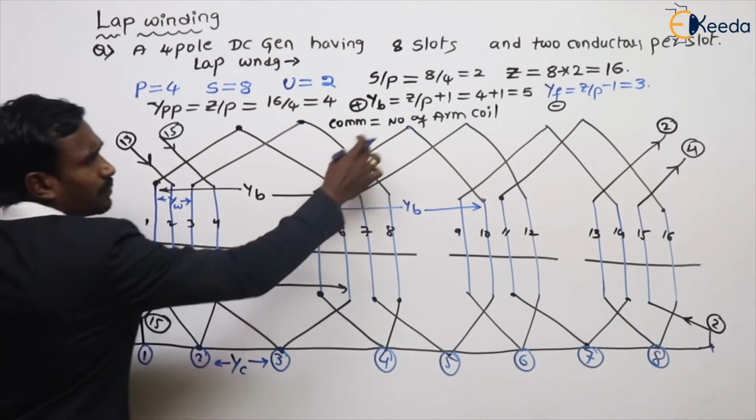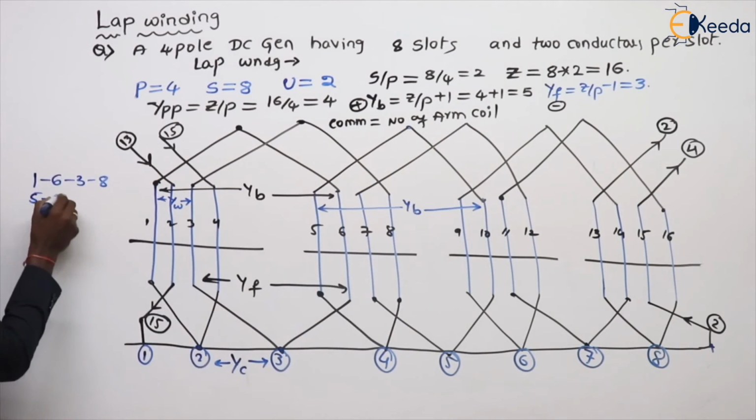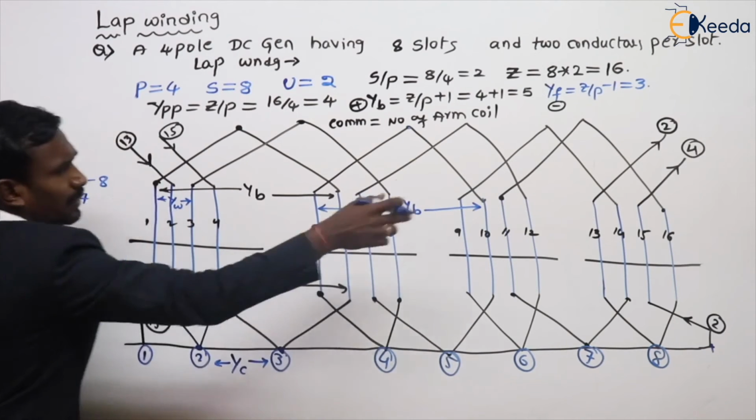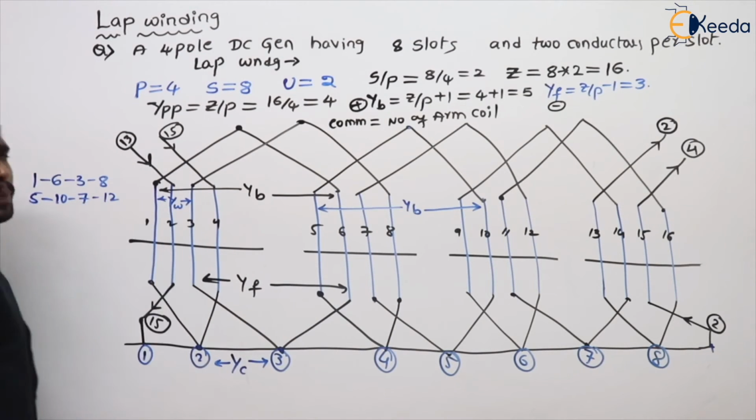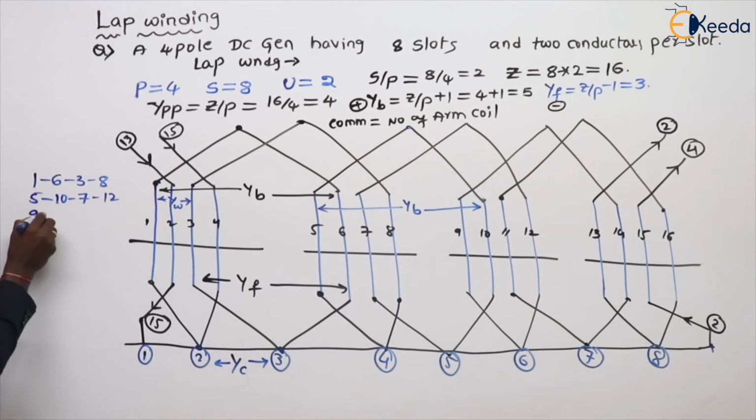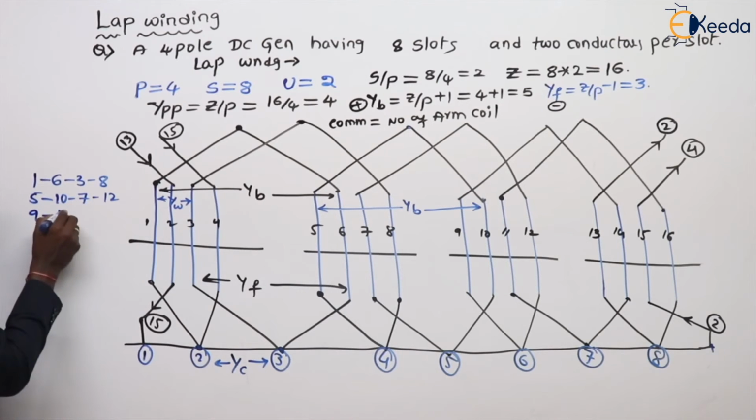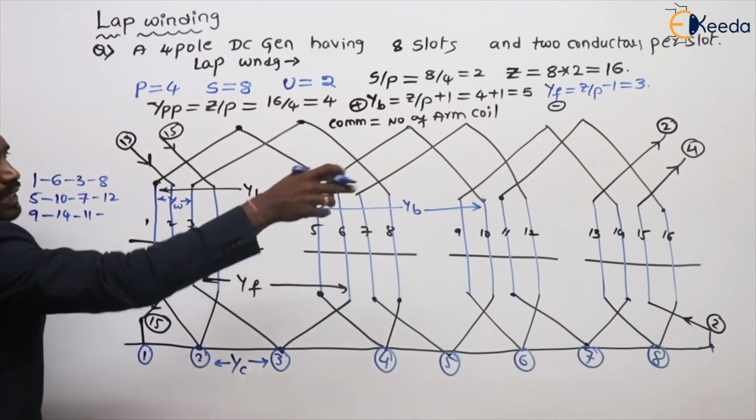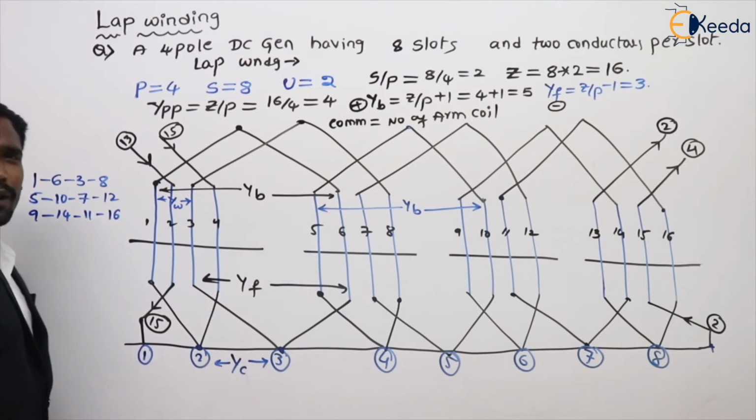5, 10, 7, 12. This is the next parallel path. After 12, what is the next one? 9, 14, 11 and 16 is the next parallel path.